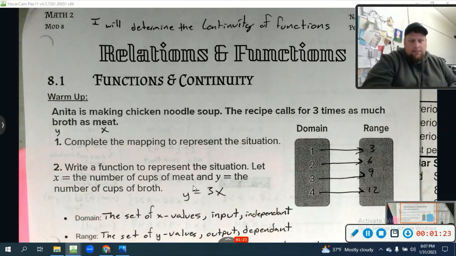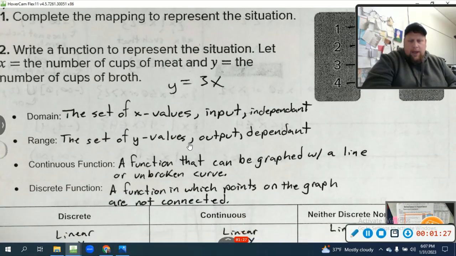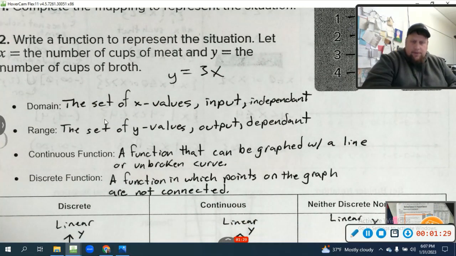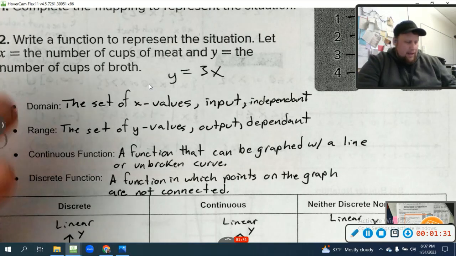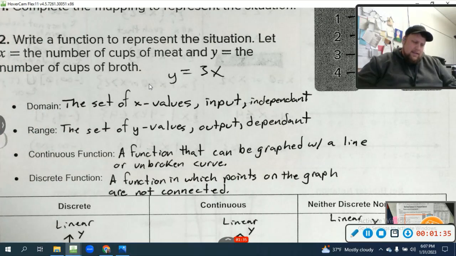I know this isn't nearly as nice as the computer when it has the nice vocab, but I didn't necessarily like their definitions for some of these. The domain is the set of X values. X values are the inputs, the independent variable. The range is the set of Y values, which is the output of a function, or the dependent variable.